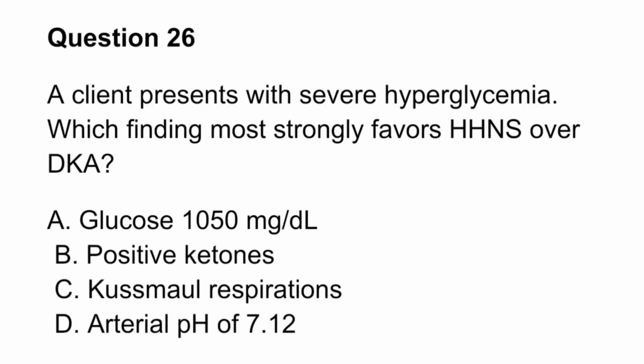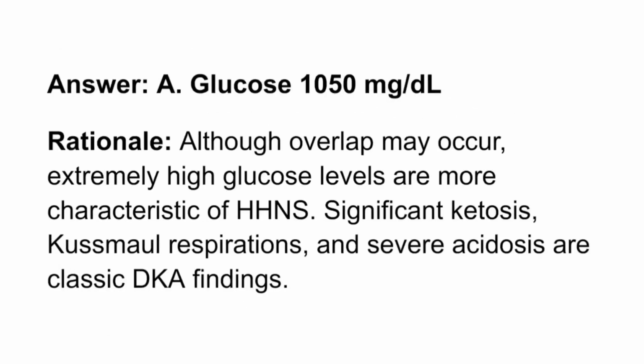Question 26. A client presents with severe hyperglycemia. Which finding most strongly favors HHNS over DKA? A. Glucose 1050 mg per deciliter. B. Positive ketones. C. Kussmaul respirations. D. Arterial pH of 7.12. Answer. A. Glucose 1050 mg per deciliter. Rationale.